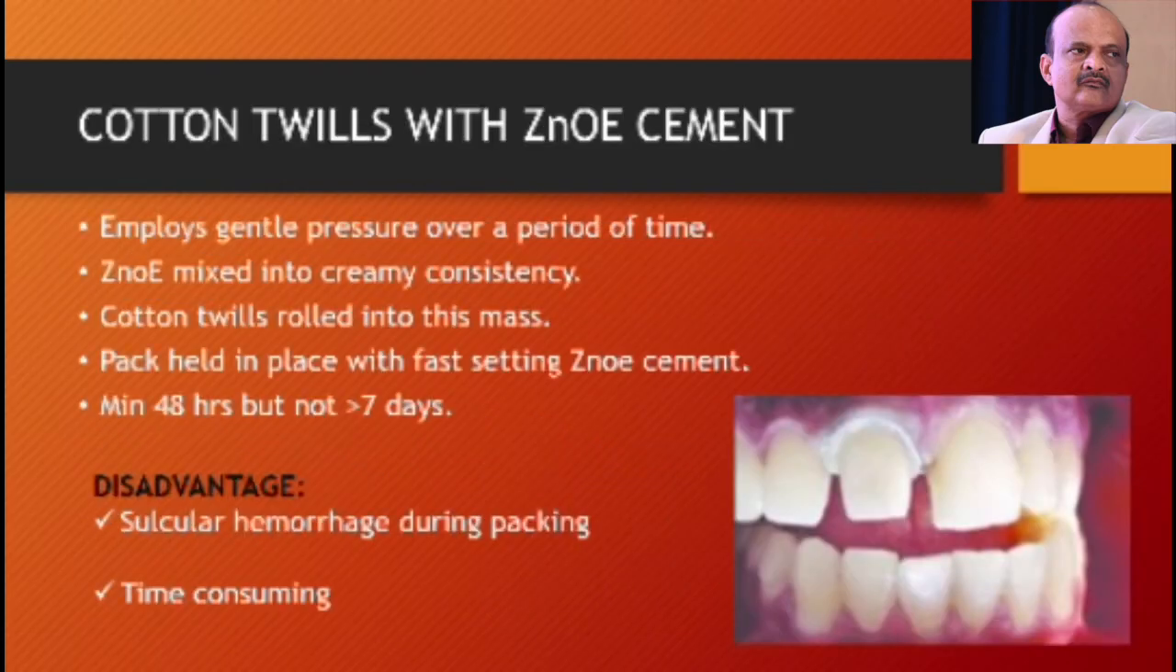Cotton twills with zinc oxide cement employ a gentle pressure over a period of time. Zinc oxide is mixed into a creamy consistency and the cotton twills are rolled into the mass, and this is packed in place with a fast setting zinc oxide cement, for a minimum of 48 hours or not more than 7 days. The disadvantages of this method may be hemorrhage during packing, and it is not a quick procedure. It is a time consuming procedure. You will have to wait for the results.